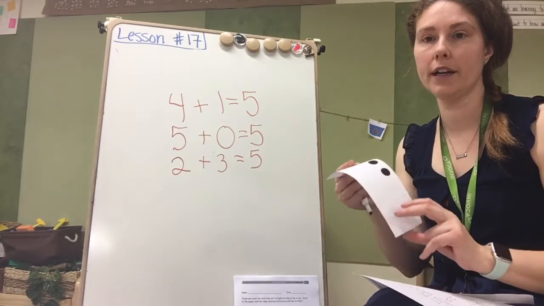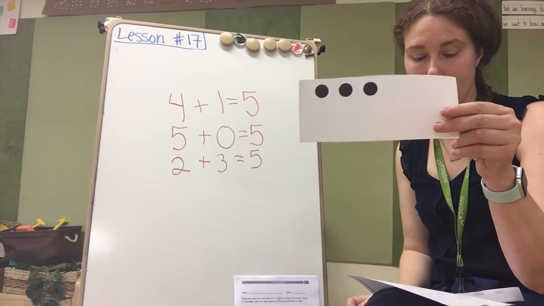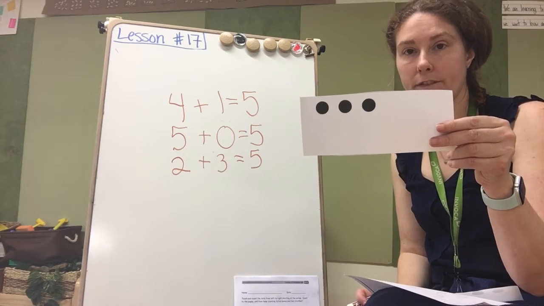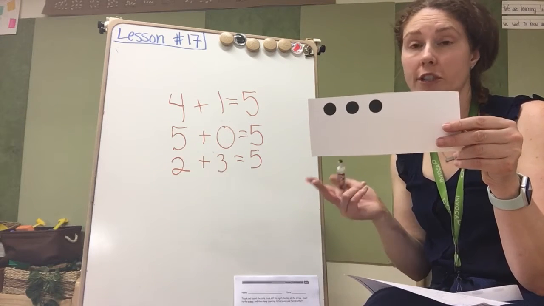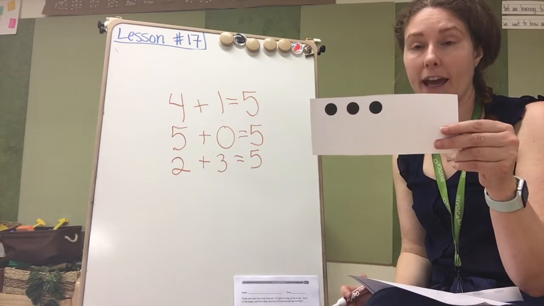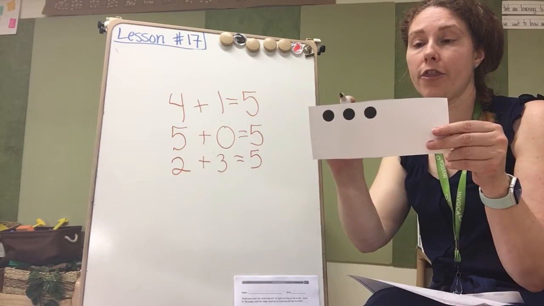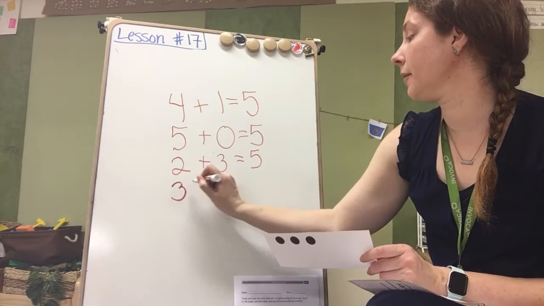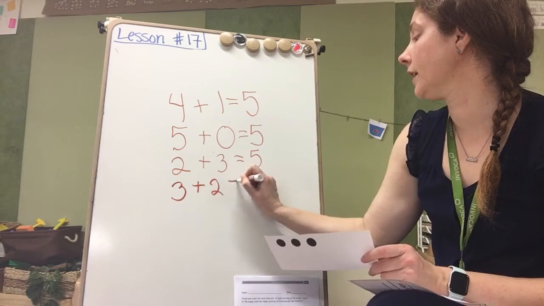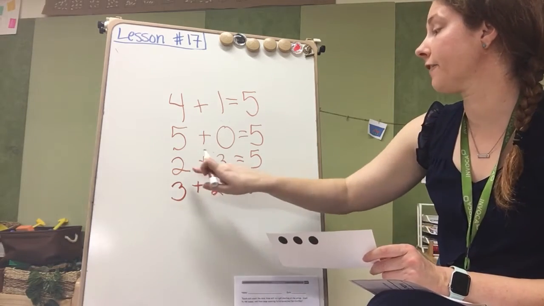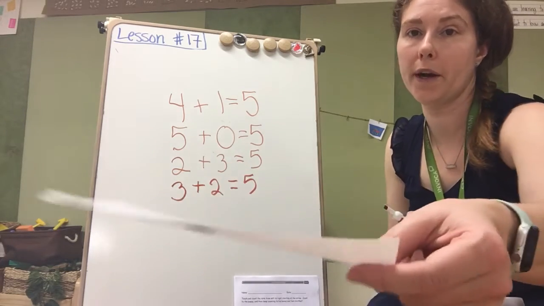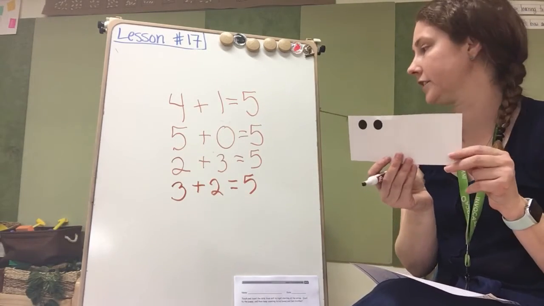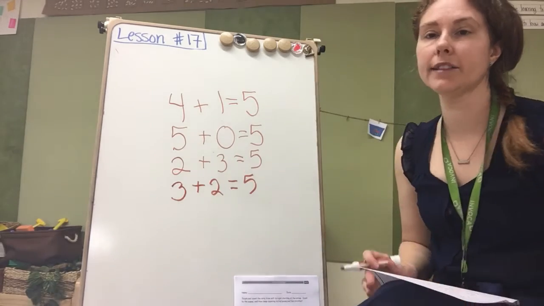Okay, how many do you see? 3. How many more to make 5? 2. Just a flip-flop of the last one. And our adding sentence will be 3 plus 2 equals 5. Just a flip-flop of the one we did before, right? And the last one, we already did this one, so we don't need to do it again. Okay, awesome job, guys.